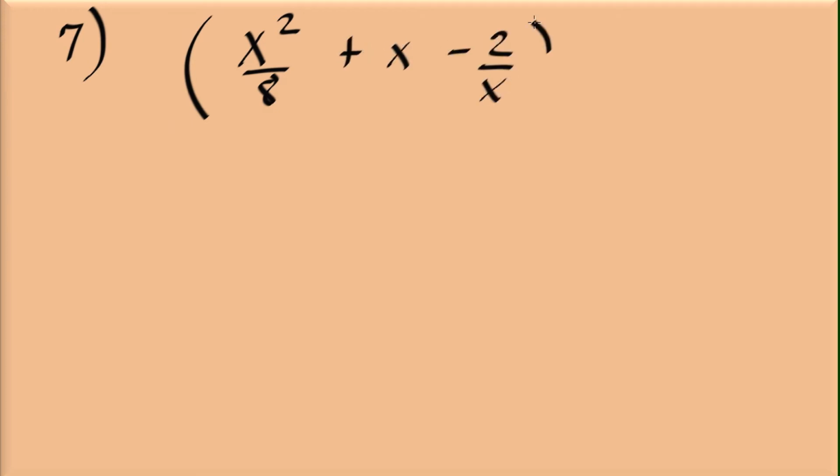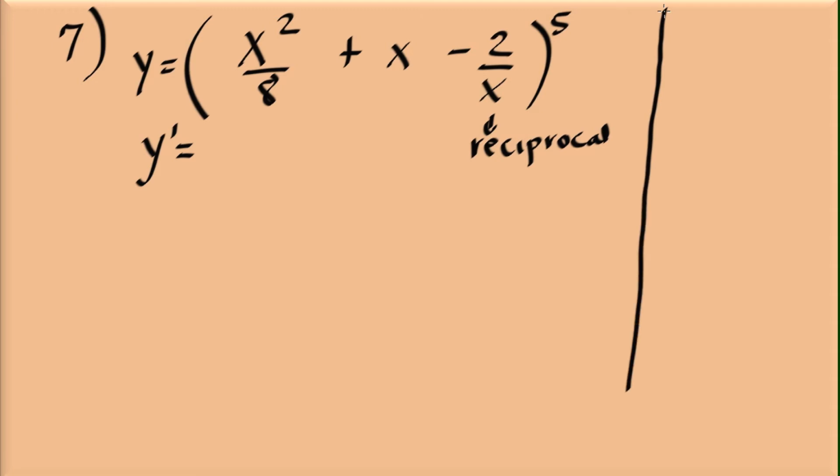Okay, so let's look at number 7. So you have x squared over 8 plus x minus 2 over x to the fifth, okay? So let's say this is your y. Find y prime, the derivative. All right, now you see reciprocal here. So there's one reciprocal, and I have a video about a shortcut on how to find the derivative of those reciprocals. So let me give you a short review on that.